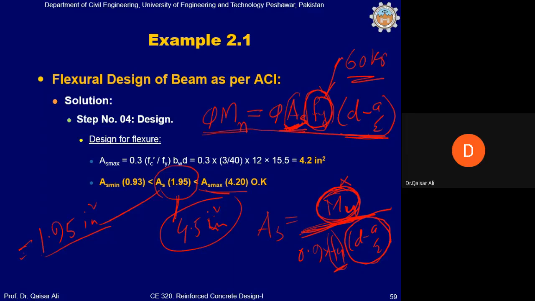Now try number 8. Sir, 3 bars. Okay, 2.46. So now tell me which bars we should finally use. If you use number 4 bar, you can see that 10 bars will be required.